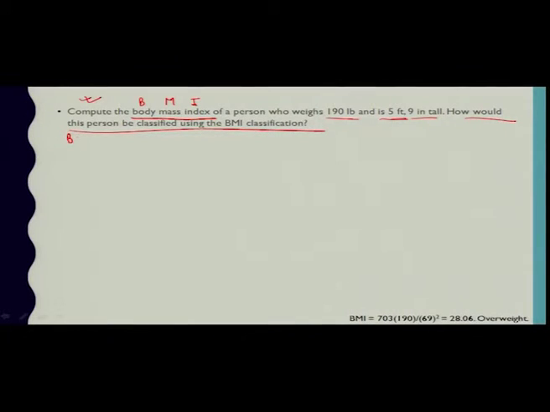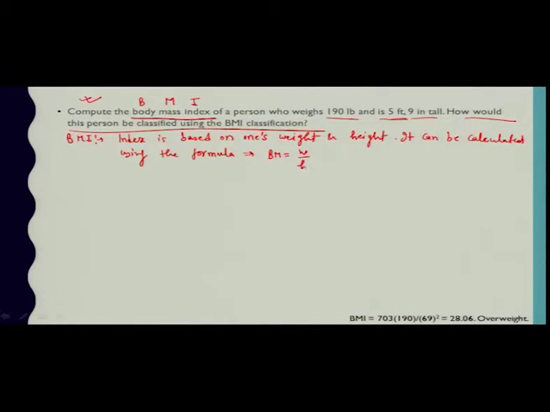This particular index is based on one's weight and height, and it can be calculated using the formula BMI equals W upon H square, where W is weight in kilograms and H is the height in meters.